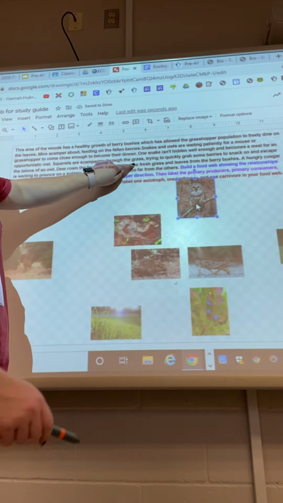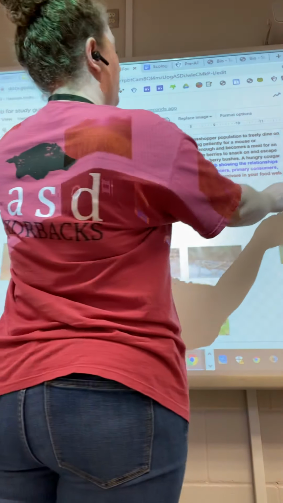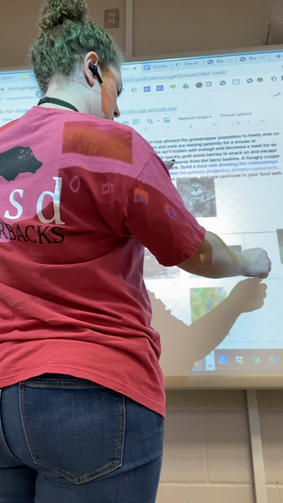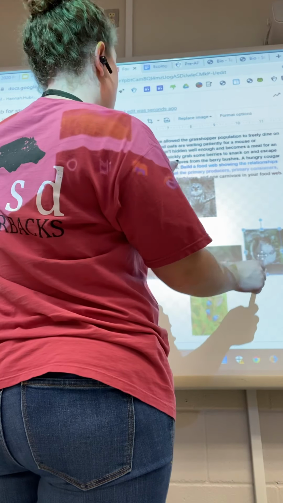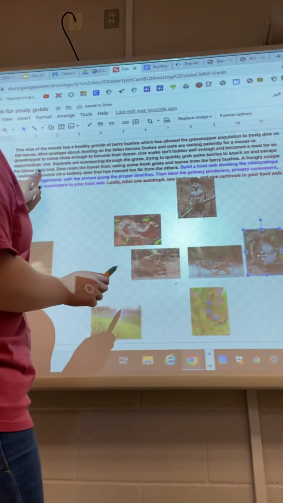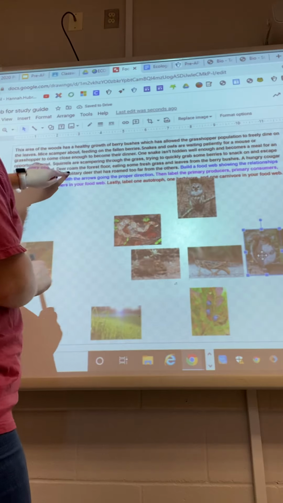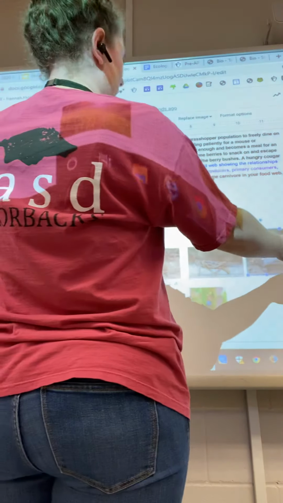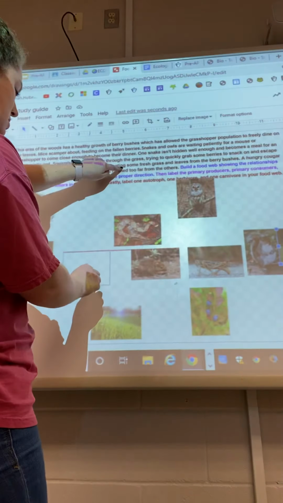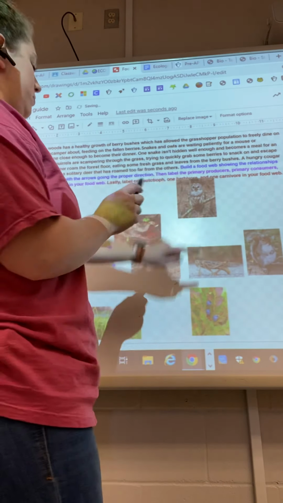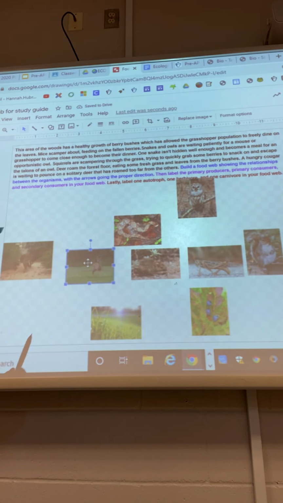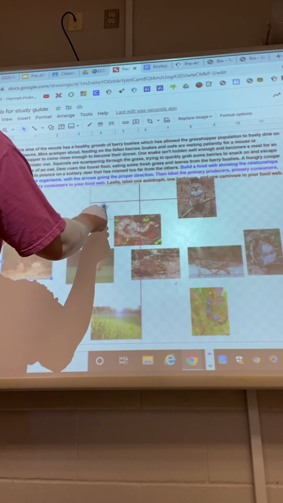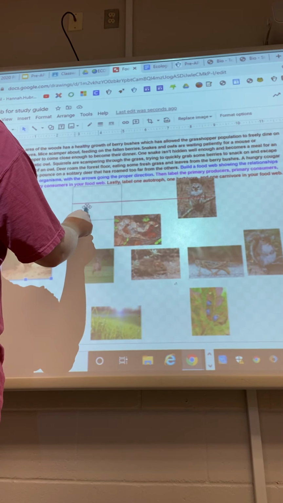Squirrels are scampering through the grass, trying to quickly grab some berries to snack on and escape the talons of an owl. Deer roam the forest floor eating some fresh grass and leaves from the berry bushes. A hungry cougar is waiting to pounce on a solitary deer that has roamed too far from the others.